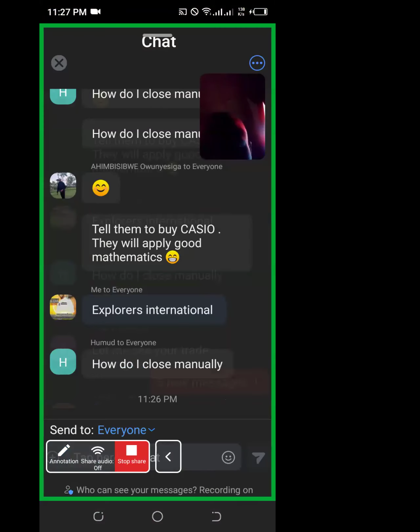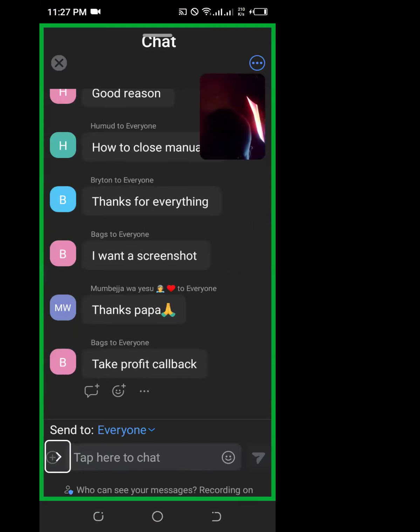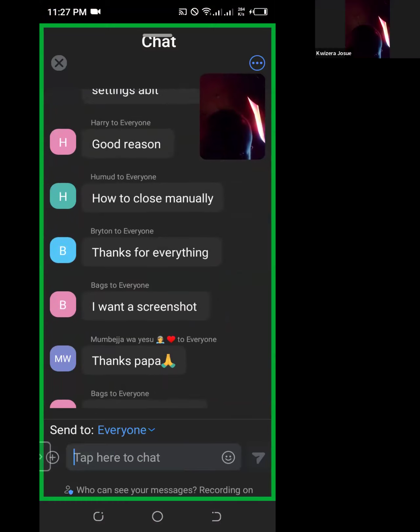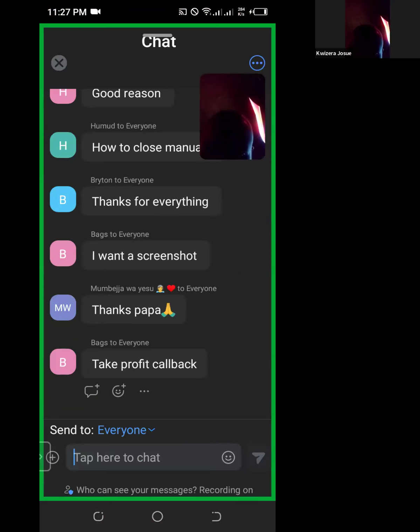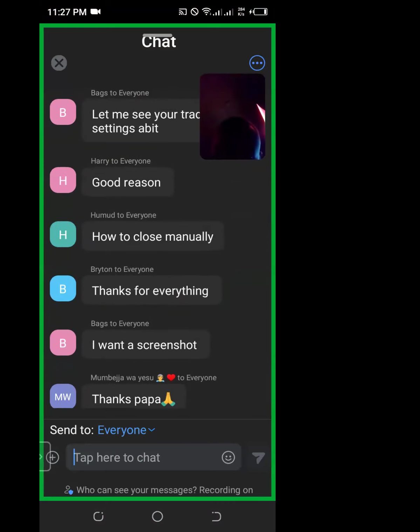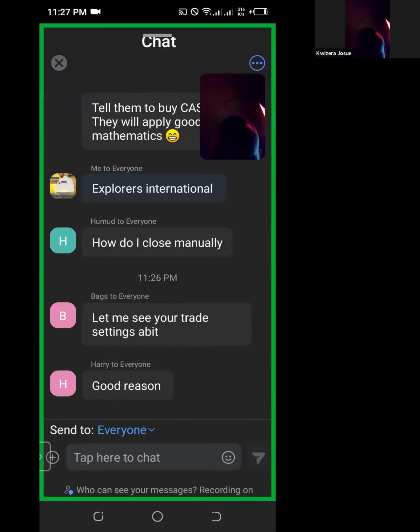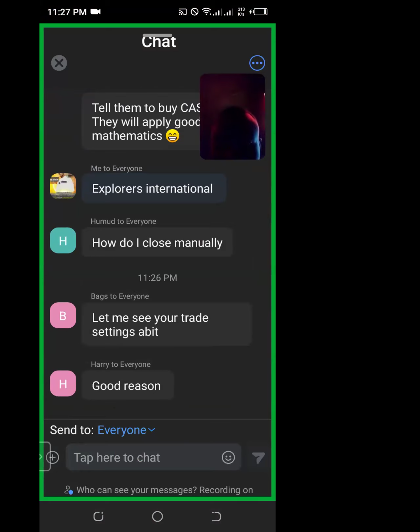I want a screenshot. Screenshot for what now? Let me see your trade settings a bit.